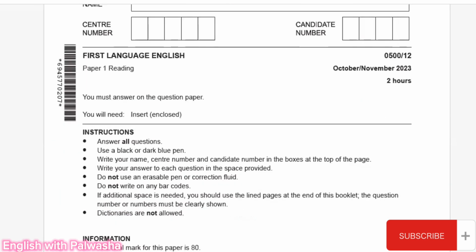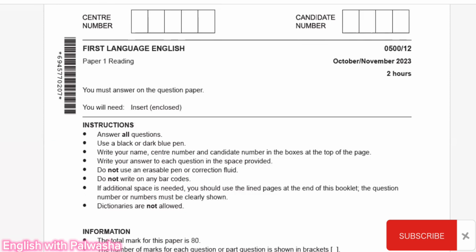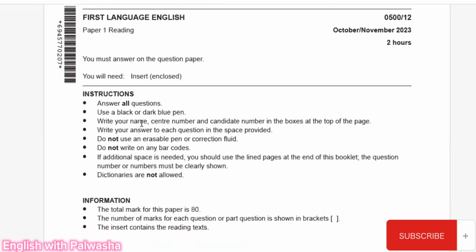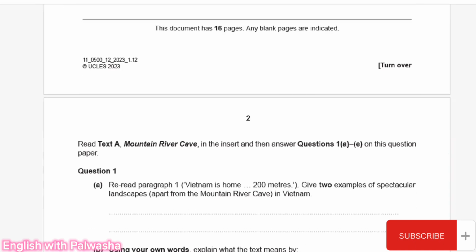So this is going to be the question paper. I've actually explained all the details about the time. The time is 2 hours, so we have to wisely divide the time. The instructions are quite clear to you, written on the paper, and the total marks for this paper is going to be 80 marks. So it's going to be divided into all these 3 texts. Let me show you the questions by scrolling down to it.